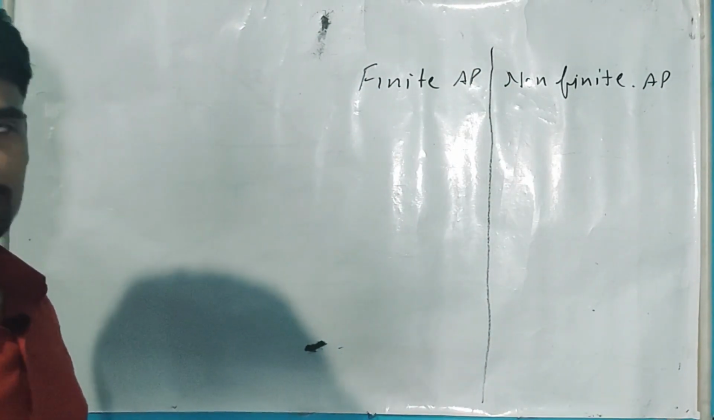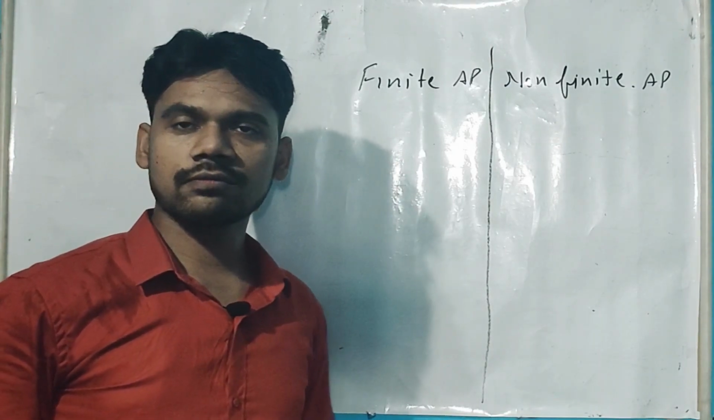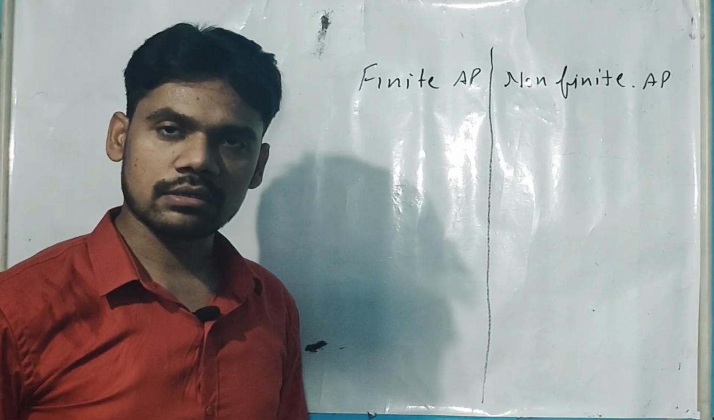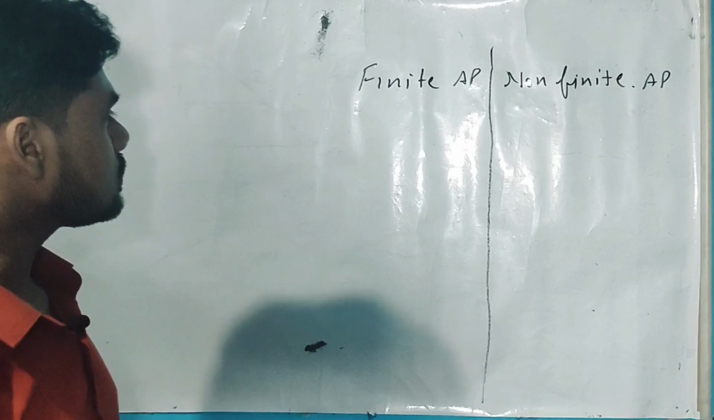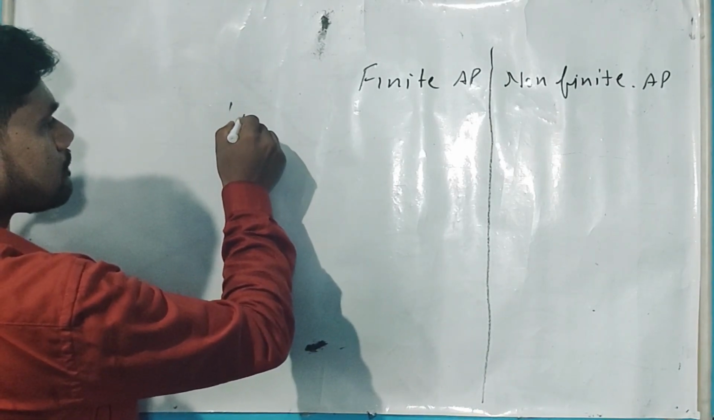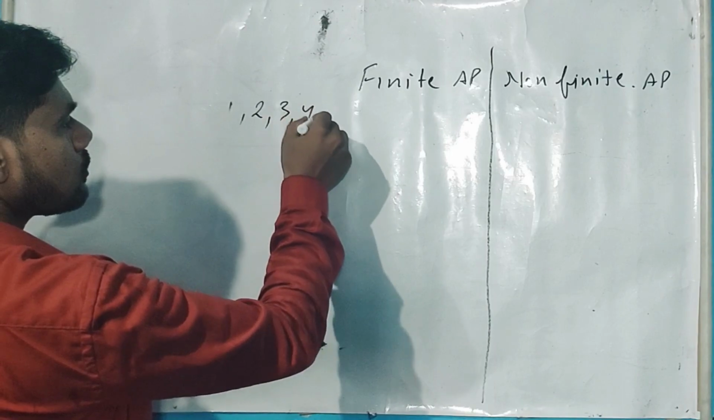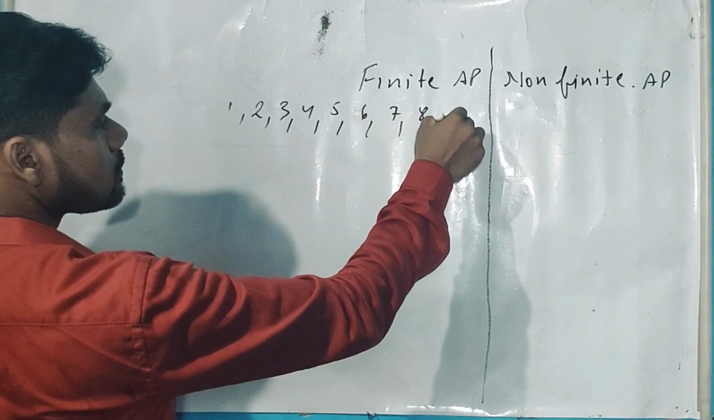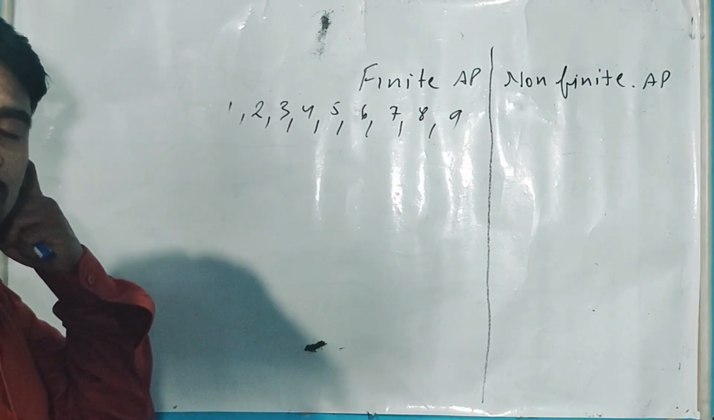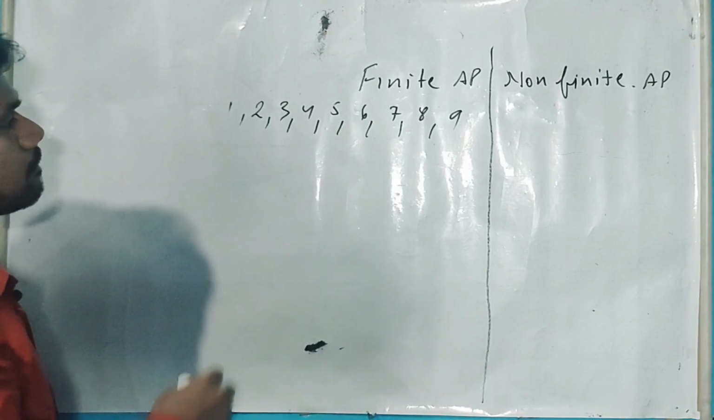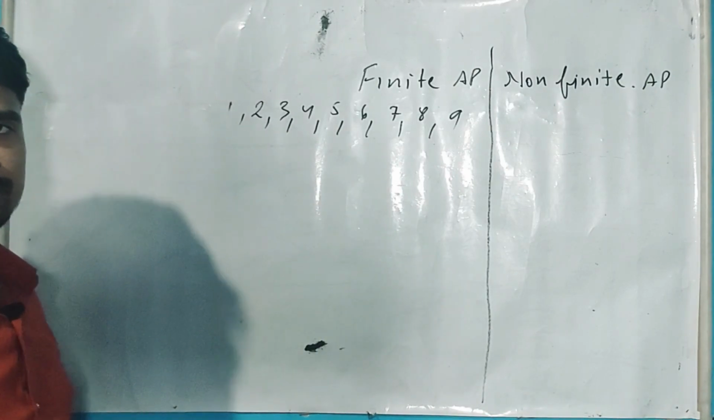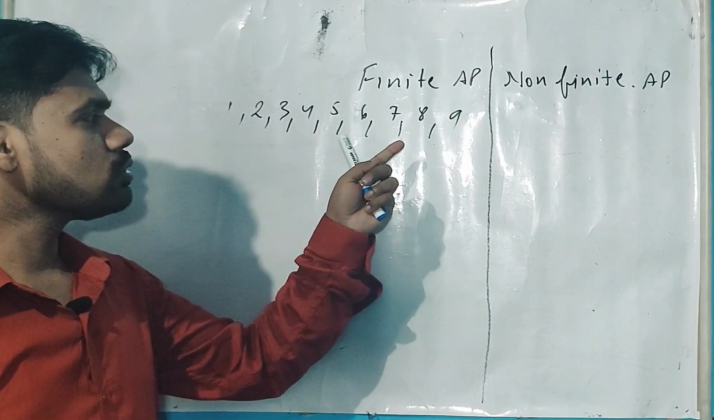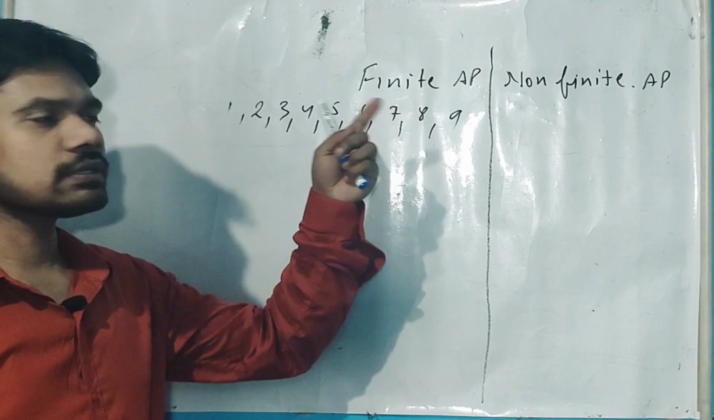Finite and non-finite AP. If we talk about the single digit numbers, there are 1, 2, 3, 4, 5, 6, 7, 8, 9. These all are single digit numbers, so these all are a series, like a pattern. This is a finite pattern because there is no number after the 9.